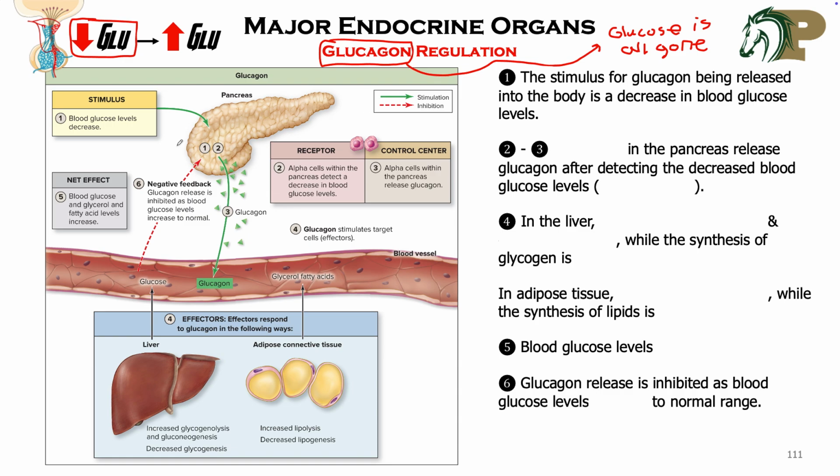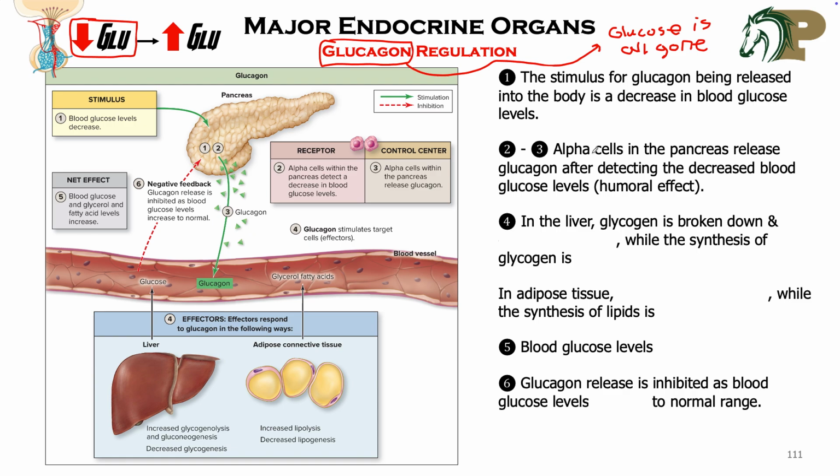So that's what we have here in step number 1. Alpha cells in the pancreas will release glucagon after detecting the decreased blood glucose levels. Again, a humoral effect. So we have no hormones stimulating the pancreas here. In the liver, glycogen is broken down. So here we have the exact opposite of what was going on with insulin.